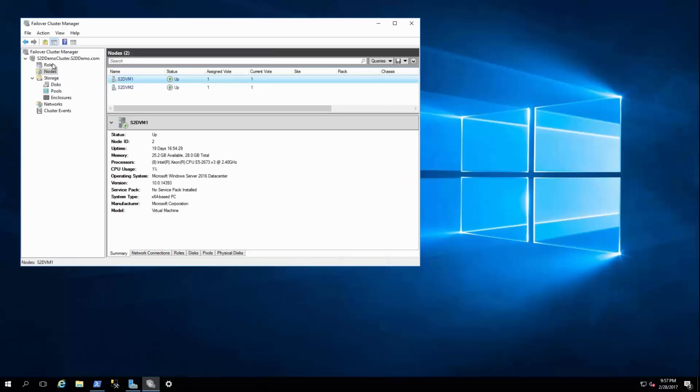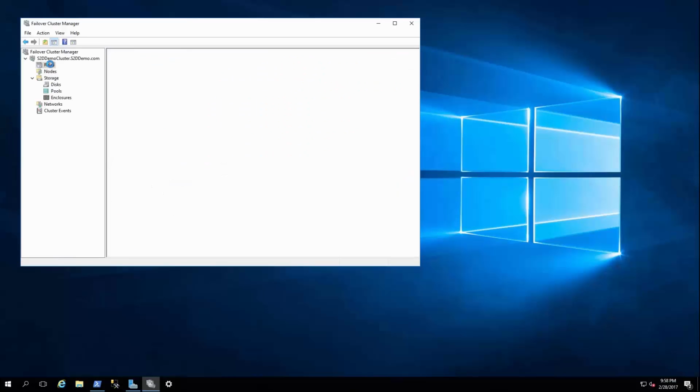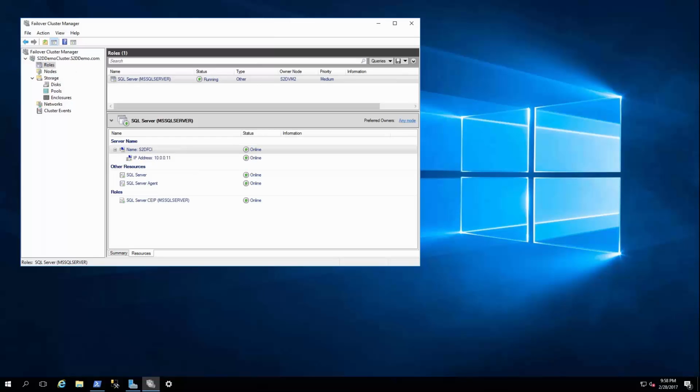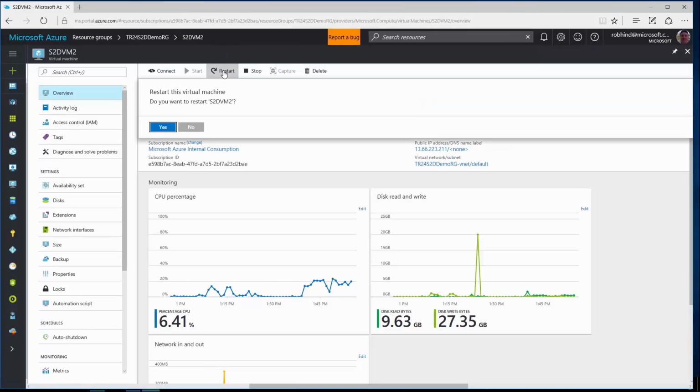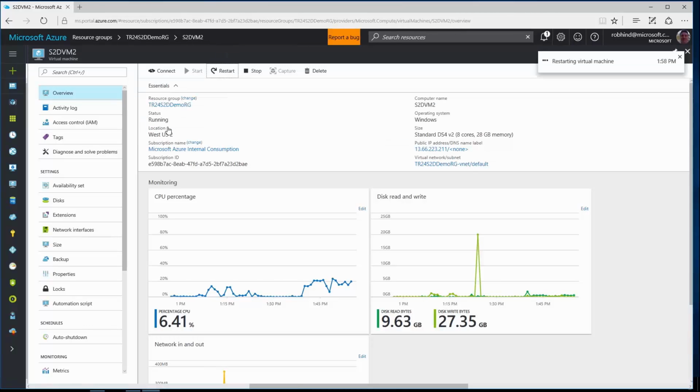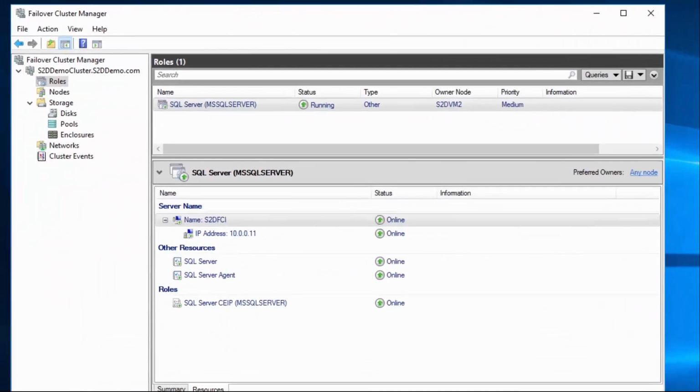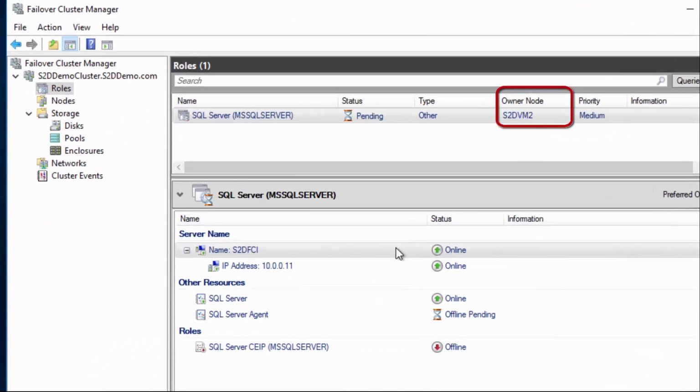Now, here we have two VMs in Azure. We have SQL Server running. So let's go ahead and restart VM 2. As VM2 restarts, the cluster detects that the node is going down, and it will move the SQL Server role and all of its resources to VM1.